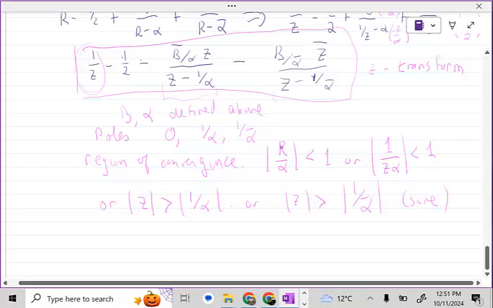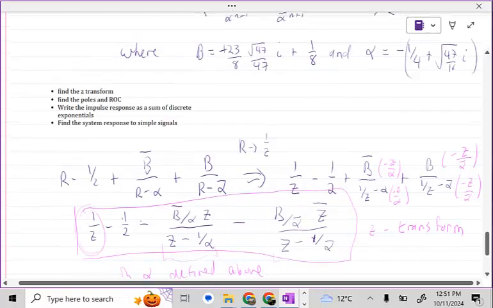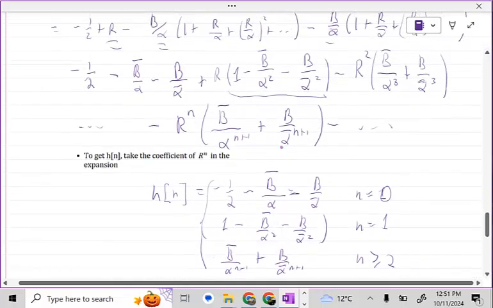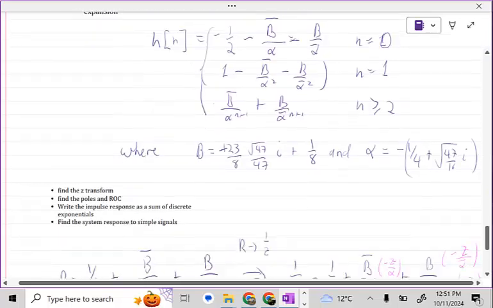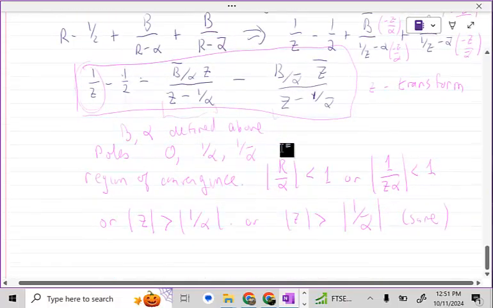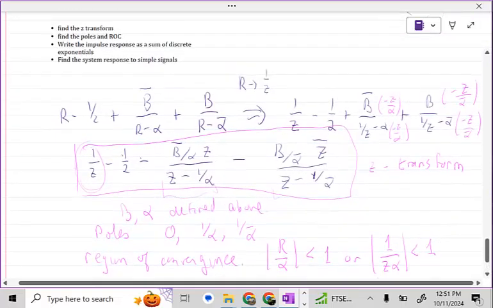Okay. So you need to check the radius of convergence for all the terms. But the way you get the radius of convergence is you look at how you expand it with a 1 minus, and make sure that the expansion term has absolute value less than 1. So that's the radius of convergence, or region of convergence, whatever you want to say.